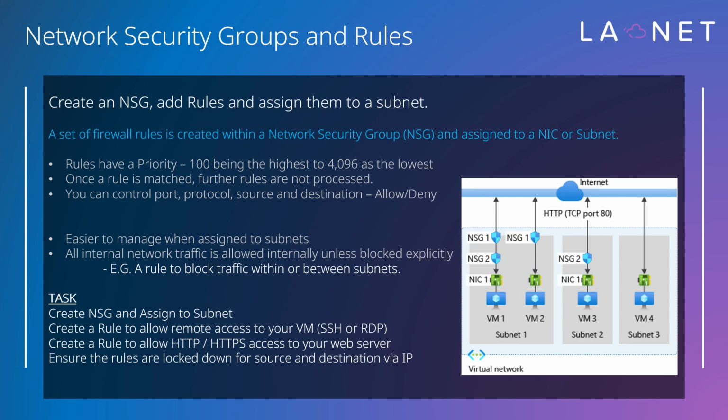A network security group you can assign to a subnet or a NIC, but it's a lot easier and you get better management at scale if you assign it to a subnet. NSGs have rules, and NSG rules have a priority, 100 being the highest, and rules are enumerated in order of the lowest number first. Whenever a rule is hit, it doesn't process any further rules. So what you can do with it is basically a layer 4 firewall rule set. You can control the port, protocol, source and destination, allow and deny, those kind of things. So it's not layer 7, you can't read what's inside the messages, you can just look at the layer 4 level.